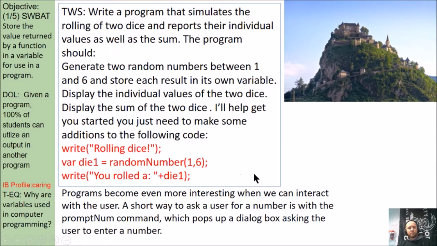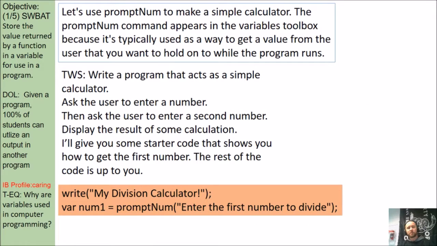So programs become even more interesting when we can interact with the user, and a short way to ask a user for a number is with the prompt num command, which prompts up a dialog box asking a user to enter a number. So let's use prompt num to make a simple calculator, and the prompt num command appears in the variable toolbox because it's typically used as a way to get a value from the user that you want to hold on to while the program runs.